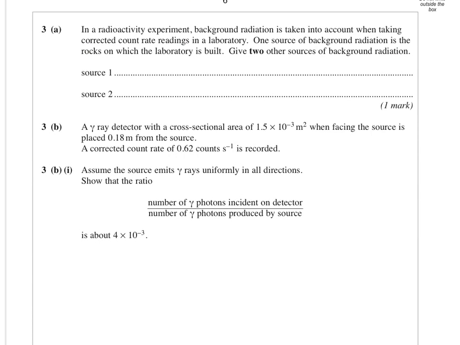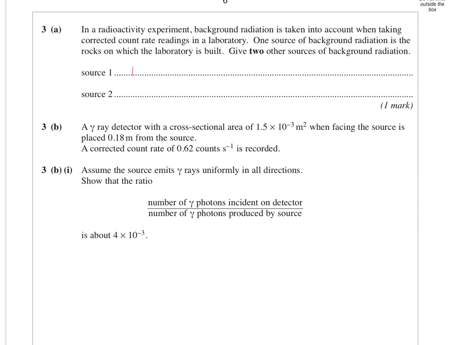In a radioactivity experiment, background radiation is taken into account when using corrected count rate. So one source of background radiation is the rocks on which the laboratory is built. Give two other sources of radiation.